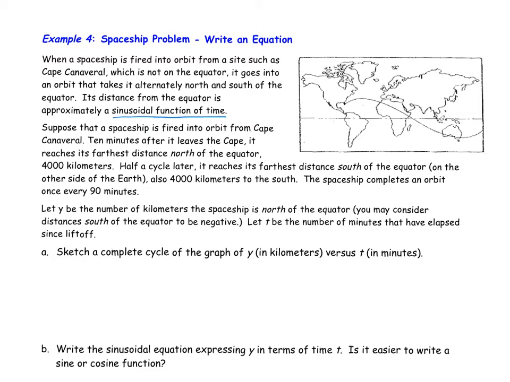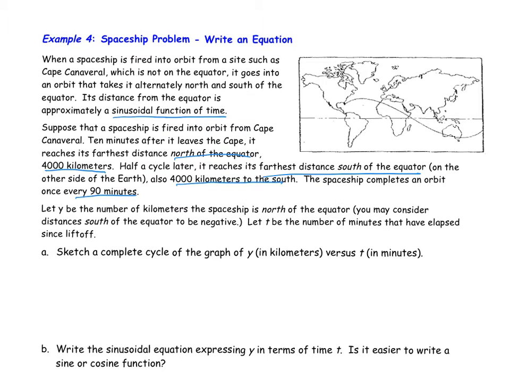Suppose that a spaceship is fired into orbit from Cape Canaveral. 10 minutes after it leaves the Cape, it reaches its farthest distance north of the equator, which is 4,000 kilometers. Half a cycle later, it reaches its farthest distance south of the equator on the other side of the Earth, also 4,000 kilometers to the south. The spaceship completes an orbit once every 90 minutes.